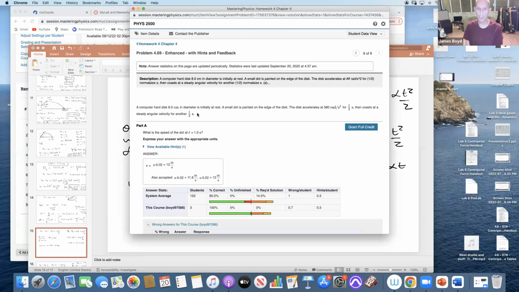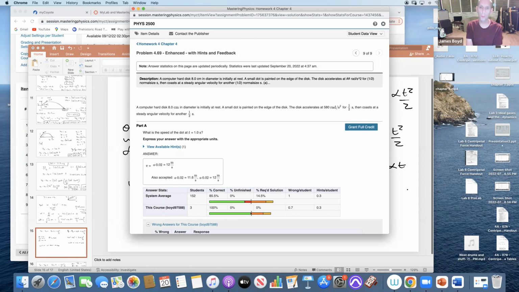A computer hard disk, 8 centimeters in diameter, is initially at rest. There's a small dot on the edge of the disk. It accelerates for half of a second at 580 radians per second squared, and then it coasts for another half. What is the speed at the end?